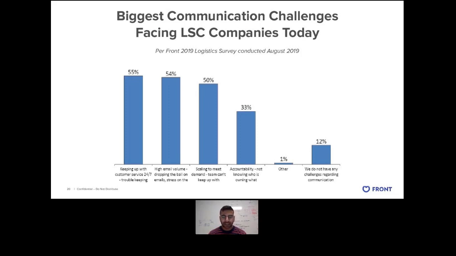And then just a little, you'll see a step lower there with accountability and not knowing who owns what. But at the end of the day, customer service is still, just like any other industry, the number one priority. Yet high volume email and being able to manage that is the number one challenge. And so we're trying to fuse these two and really help you think about what are the right solutions to manage high volume email so that you can keep up with your customer service, not just when your local team is at the office, but really 24/7.